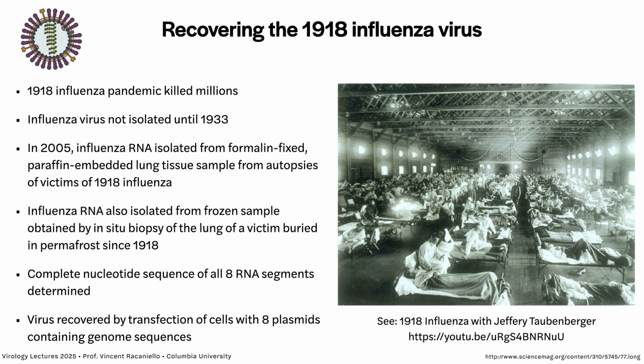But investigators recovered viral RNA from autopsies and from buried victims. They reconstituted the whole sequence, made 8 plasmids, put them in cells, and out came the 1918 influenza virus. And I did an interview with Jeff Taubenberger, who was one of the main authors of that study. Very, very interesting work. It took 10 years to reconstitute this genome.